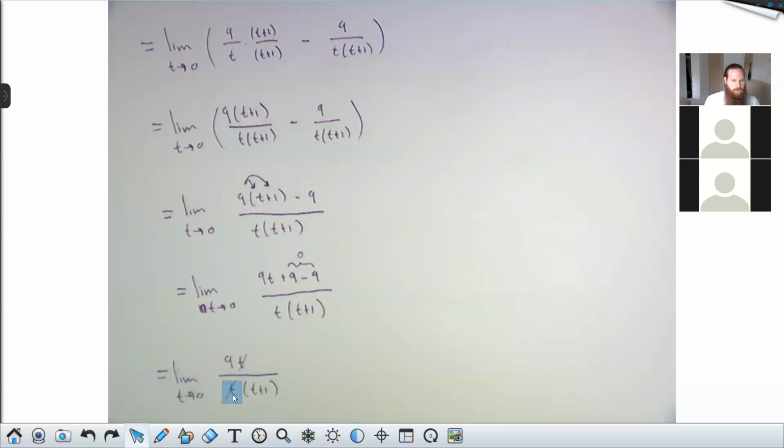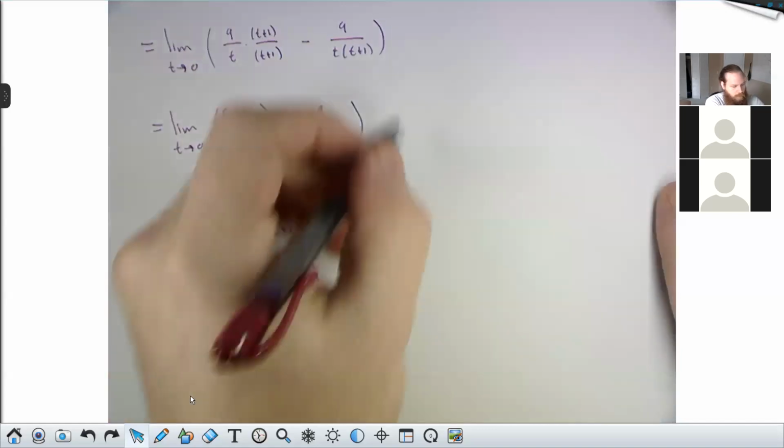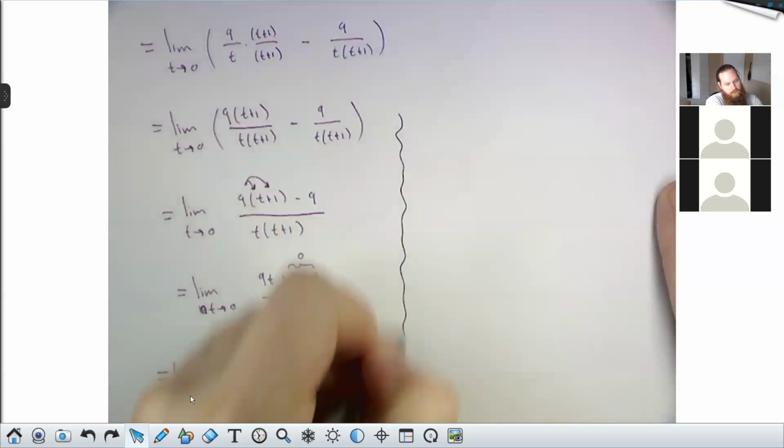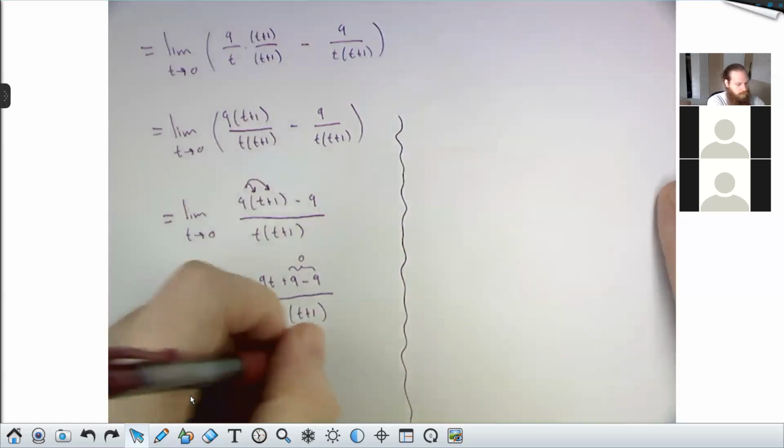Because once I get rid of this factor of t from the bottom, I can send t to 0. Right? It's the factor of t in the denominator that made it hard for me to send t to 0 in the first place, because I can't have a 0 downstairs. So let me continue this work over here.